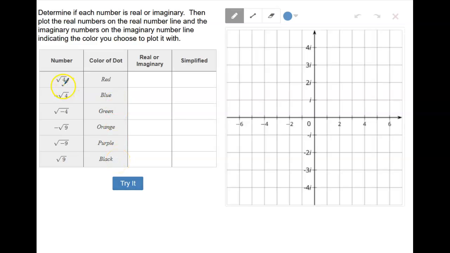So the first thing we want to do is take the square root of 4. We can always take the square root of any positive number, so that is going to be a real number. And simplified, the square root of 4 is 2. So we're going to plot that one in red. And so we have the square root of 4 is 2.